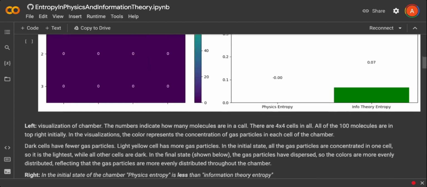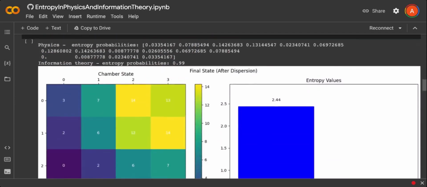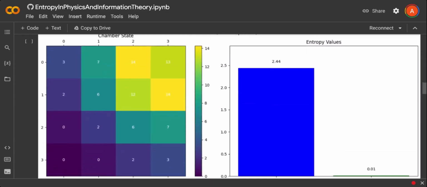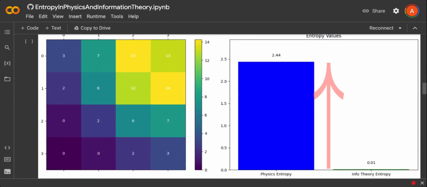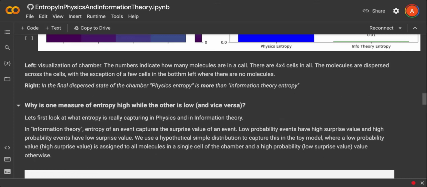Now we will disperse the molecules into other cells of the chamber to simulate diffusion. We will calculate the entropies again for a snapshot of the dispersed state. Now the entropy is higher in physics compared to information theory. This simple toy model shows that entropy is not the same in physics and information theory. Entropy quantifies different things in these two fields.